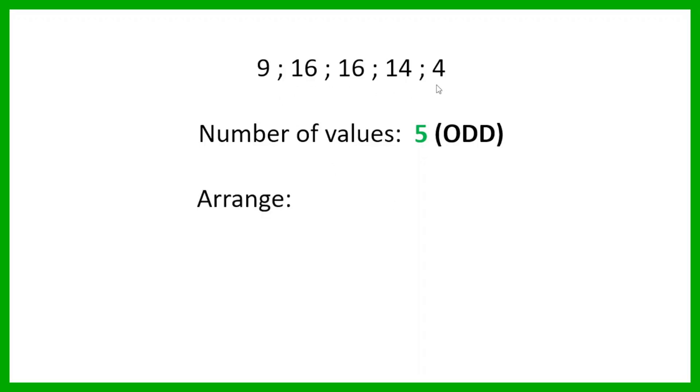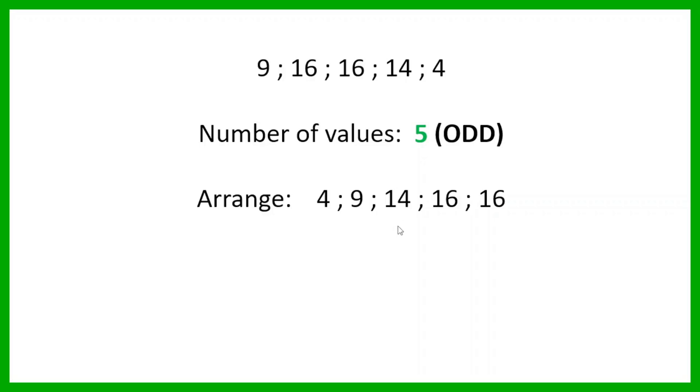So I'm going to take these values and put them in ascending order, and it's going to look like this. 4, 9, 14, 16, 16. Now that they're in ascending order, I can find the middle value. So I can find the middle value in this set easily because there are only 5. The middle one is going to be this one over here. But when you've got a large number of values, like I said, it helps to know how to find the position.